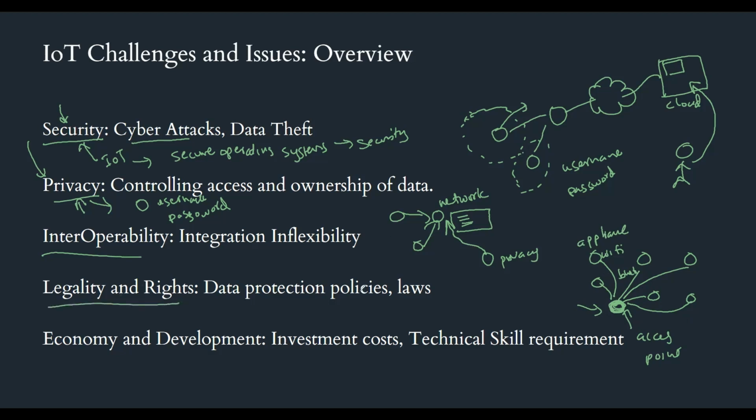And then legality and the rights. So the data that we collect from the IoT networks must be secured, and if the security of the data is breached, some punishment must be given to the people who have stolen the data, right? So laws and policies regarding that must be defined. So the legality and rights refer to those kinds of policies.